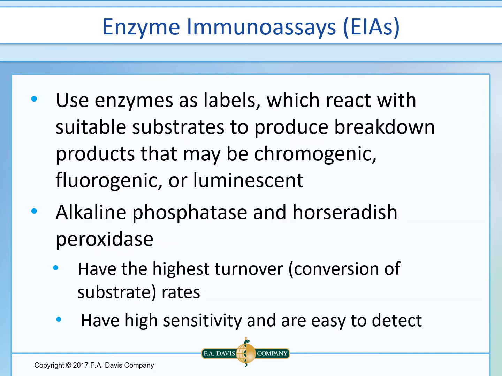Enzyme immunoassays that use enzymes as labels were developed as an alternative to the radioimmunoassay. So the enzymes react with suitable substrates to produce breakdown products that may be chromogenic, fluorogenic, or luminescent. Examples of readily used enzymes include alkaline phosphatase and horseradish peroxidase, because these have the highest turnover or conversion of substrate rates, high sensitivity, and are easy to detect, so they're the most often used in various assays.